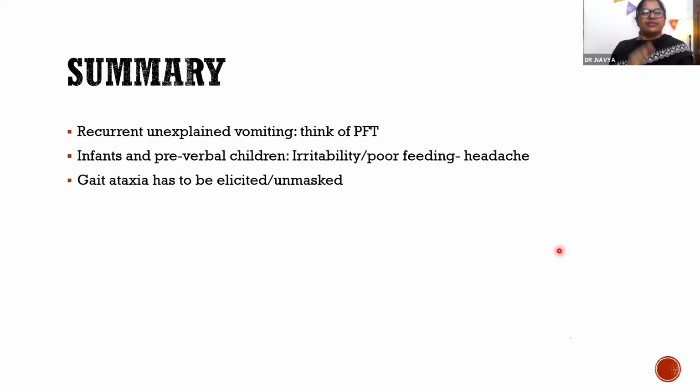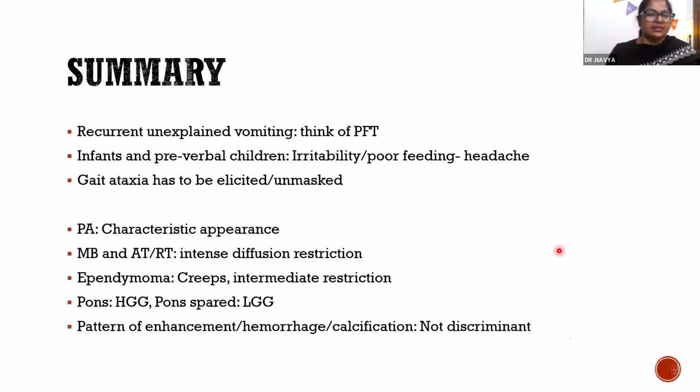Right, so if there is recurrent unexplained vomiting, I'm concluding posterior fossa tumors, so we think of PFT. And if they are infants or pre-verbal children, always if they're irritable or poorly feeding, think that it is an indirect sign of their headache. And gait ataxia has to be elicited, because most of the time it gets unmasked.